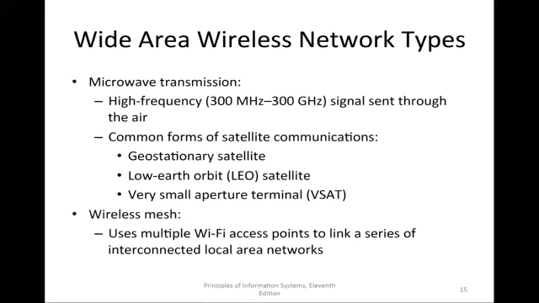So let's move on to wide area wireless network types. We have microwave transmission, a high frequency signal sent through the air. Common forms of satellite communication are geostationary satellite, low Earth orbit satellite, or very small aperture terminal. Then we have wireless mesh, the use of multiple Wi-Fi access points to link a series of interconnected local area networks.